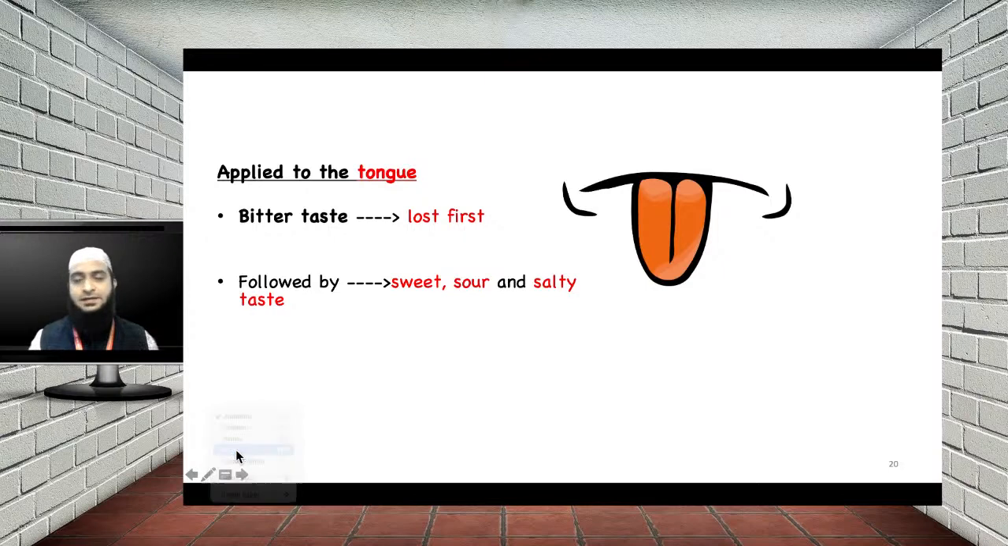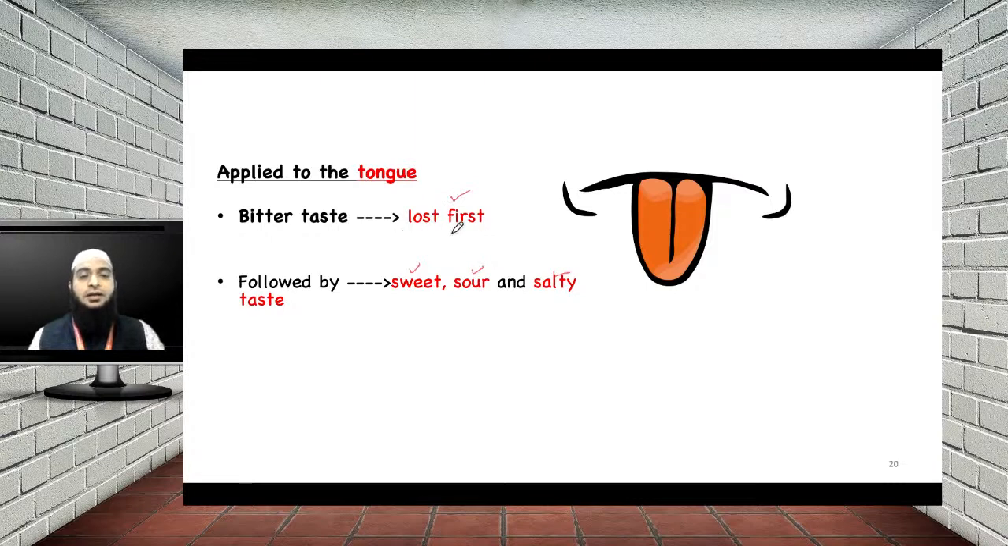So you can see here the bitter taste is lost first, followed by loss of the sweet, then loss of the sour and the salty taste. So this will be the sequence of loss of taste if you apply local anesthetic, especially on the tongue.